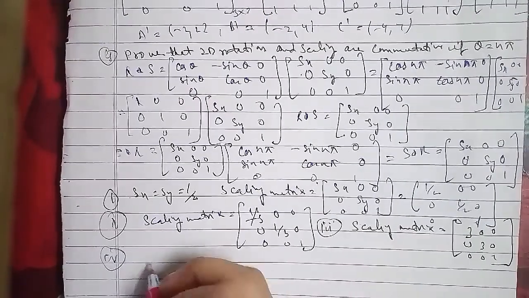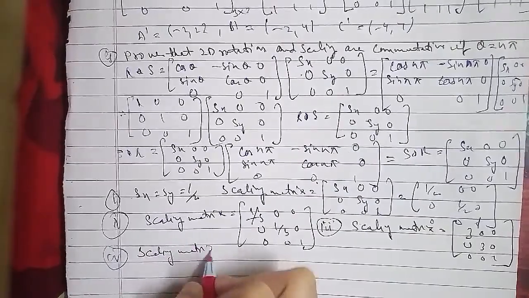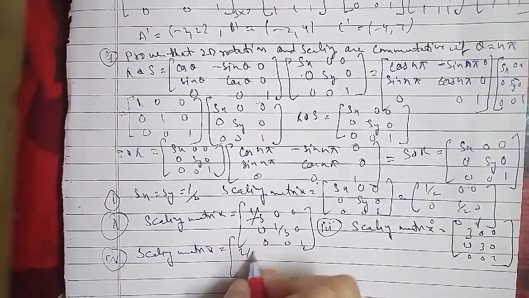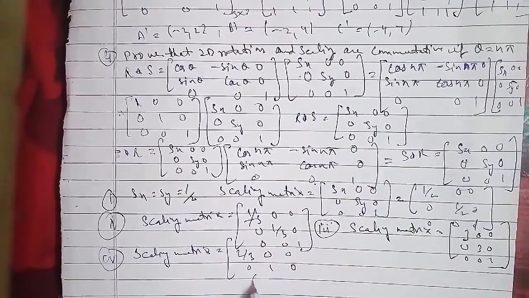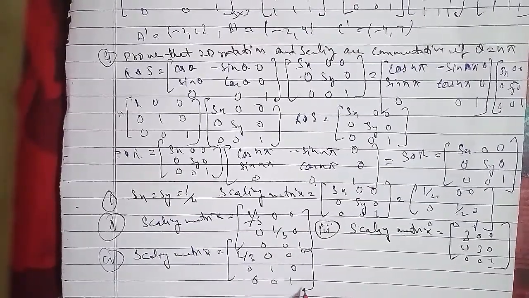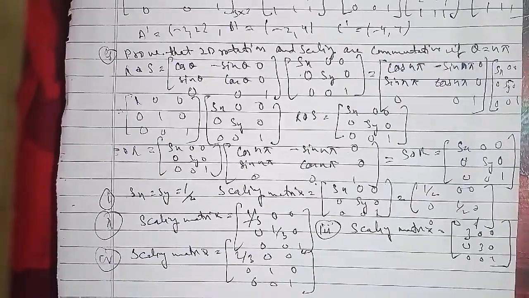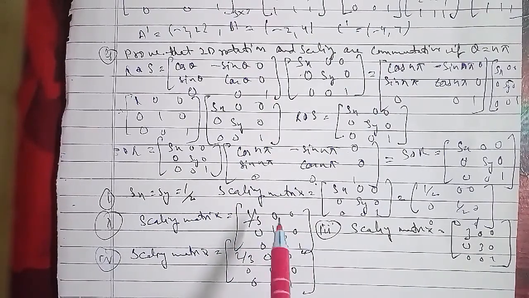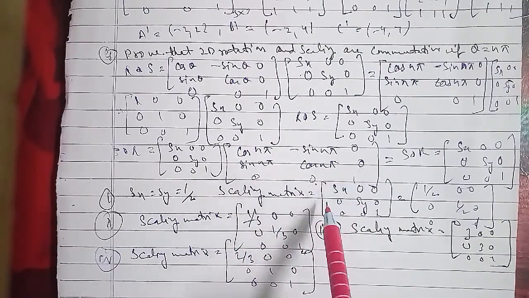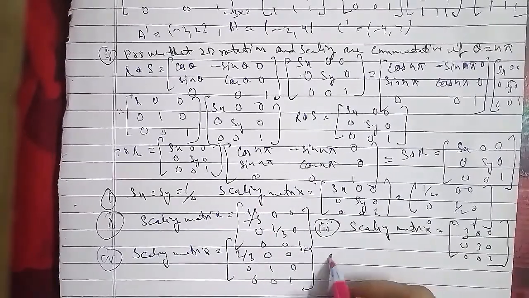Another question: the x length is unchanged and the y length is 2 times its original length. So Sx equals 1 and Sy equals 2. For that, the scaling matrix, this is the fifth one, equals 1 0 0, 0 2 0, and of course 0 0 1. So this has been proved here.